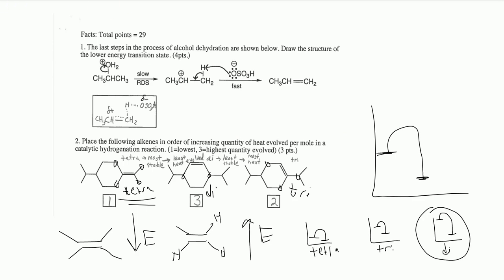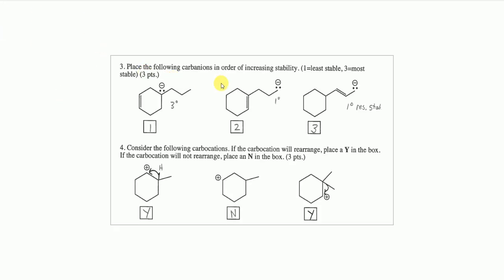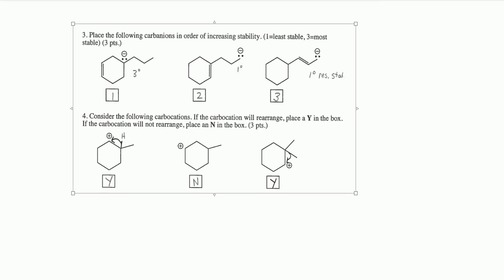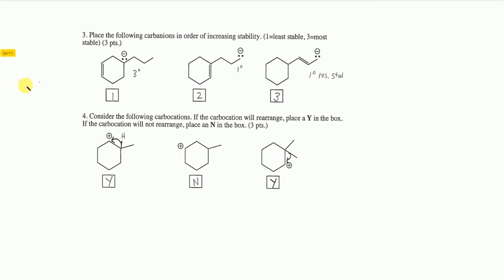All right, so let's do some more problems. Let's see what else she got. She has 2 more. Alright, so 3 and 4, she has placed the following carbanions in order of increasing stability. This is all from Bean's exam, 2016.